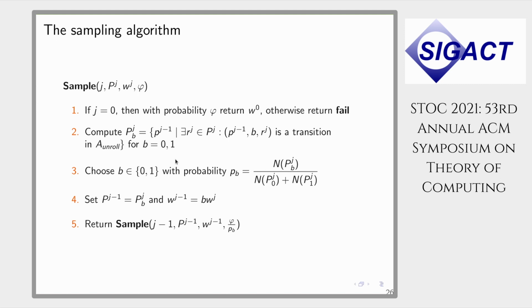And if it is a layer greater than 0, then it computes this set, as I told you before, computes this probability, and chooses a B in {0, 1} with these estimations. The important thing is that it then recursively calls the same procedure at layer J minus 1, with the set P sub J minus 1, which is the set that you choose here, and the string W J minus 1. And the key thing here is that the probability that you use is phi divided by this P sub B.